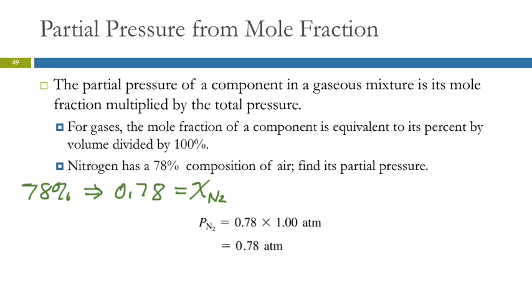Atmospheric pressure is about 1 atmosphere, right? So 0.78 times 1. The pressure of nitrogen in the air that we're breathing is 0.78 atmospheres. Any questions?